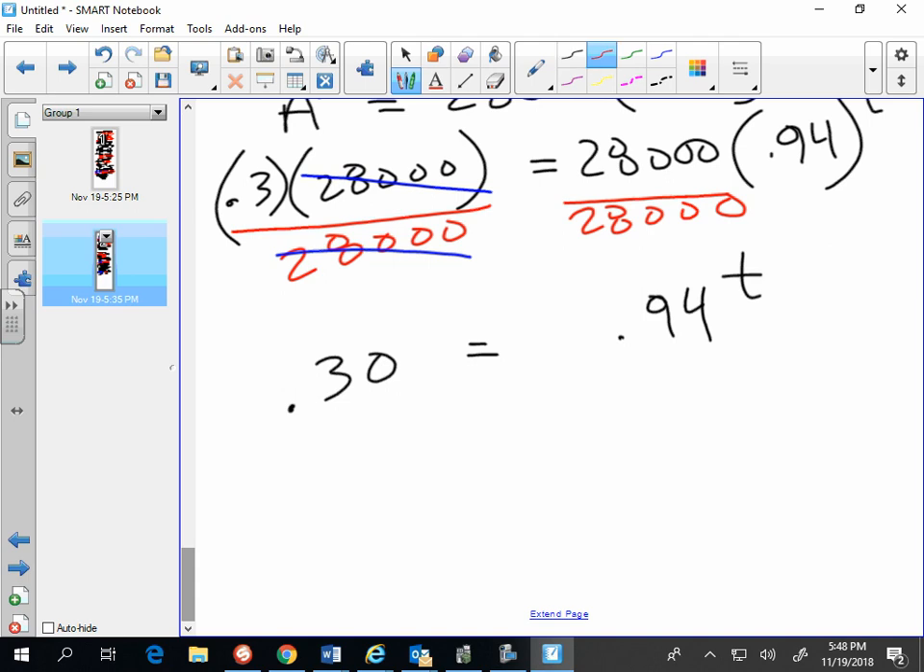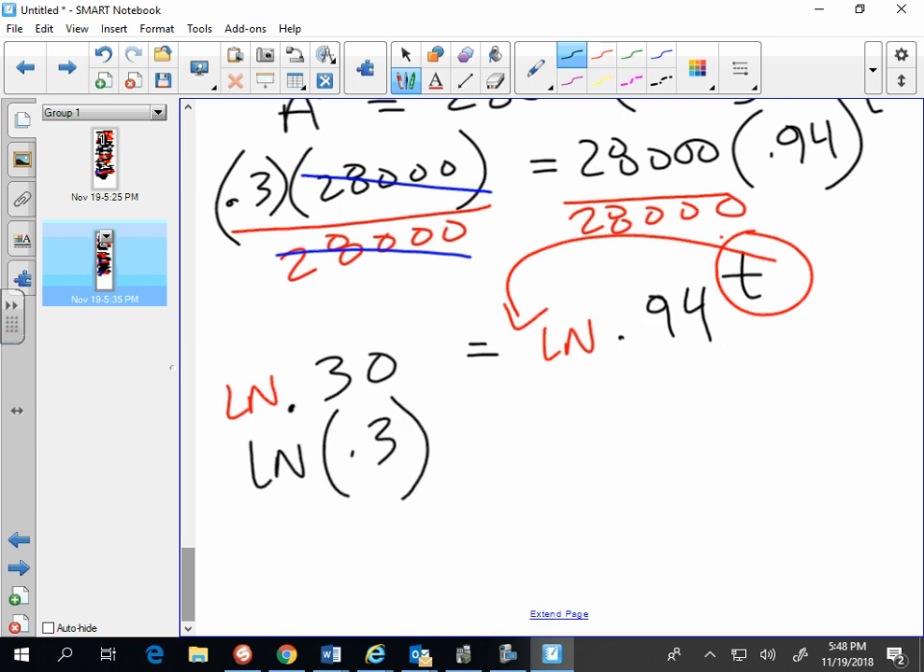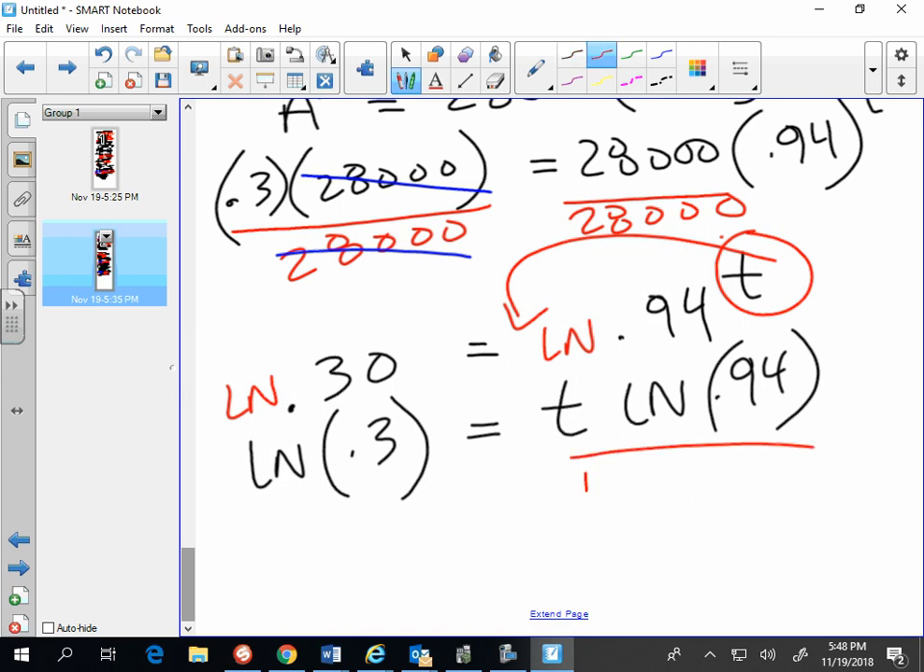How do I bring that T down? Well, I'm still going to take the ln of both sides and bring that power down. But when I bring that power down in this problem, there's the ln of 0.94 here. This is not the ln of E. It doesn't turn into 1. So if I'm going to solve for T, I need to divide both sides by the ln of 0.94.